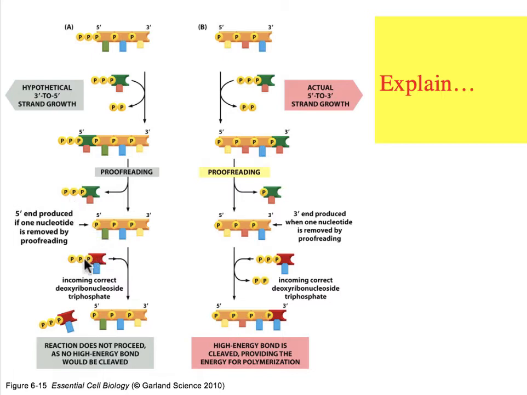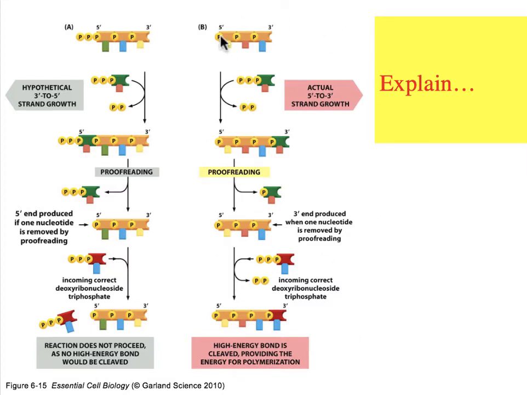The incoming nucleotide, the correct nucleotide, in this case the blue one, cannot be bonded because the preceding nucleotide does not have the necessary energy in the right place for the formation of that phosphodiester bond. Therefore, proofreading would not be energetically viable had the nucleotide been added to the 5' end of the growing DNA. Let's now concentrate on the right-hand side of this slide. This is the solution that nature has evolved.